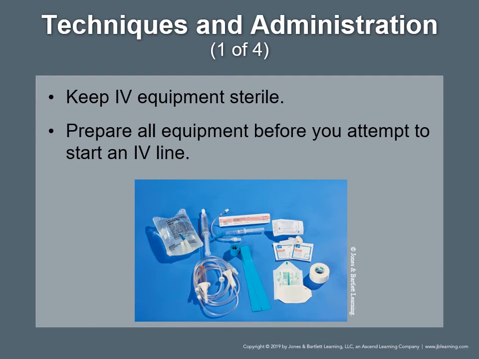Techniques and administration. Keep the IV equipment sterile. Develop a routine to follow as you assemble the appropriate equipment. Assembling your equipment. Prepare all equipment before you attempt to start an IV line. Your equipment includes elastic constricting band or tourniquet, antiseptic wipe or solution, gauze, tape or adhesive bandage, appropriate size IV catheter, IV extension set, a saline flush, and IV administration set. Table 13.1 in your book shows a logical sequence of steps in assembling your equipment and performing IV therapy.